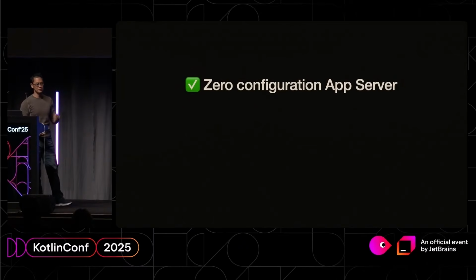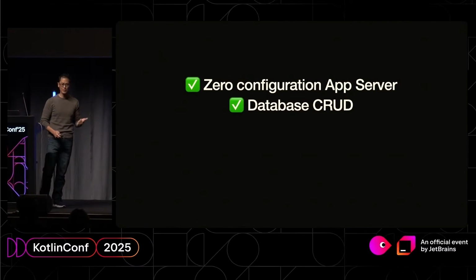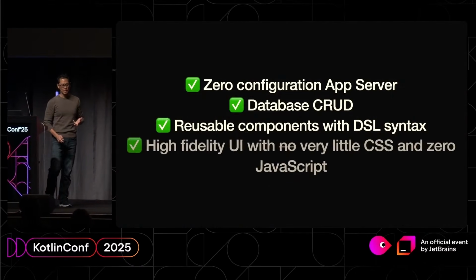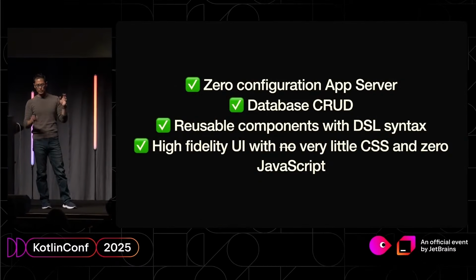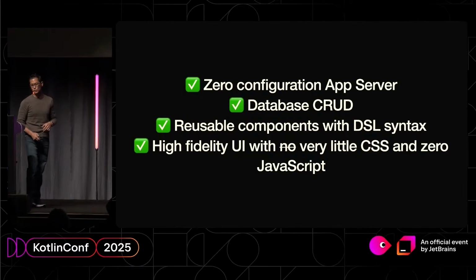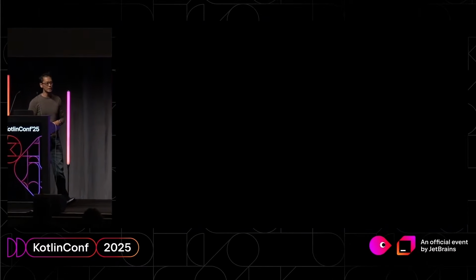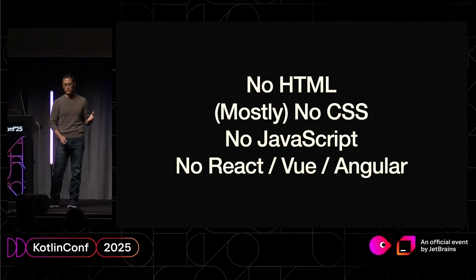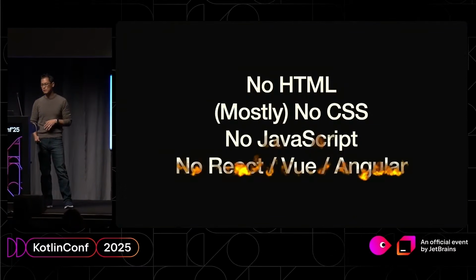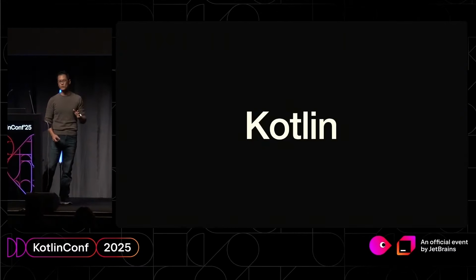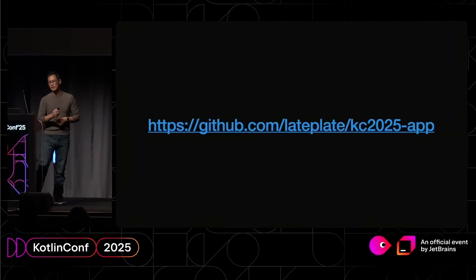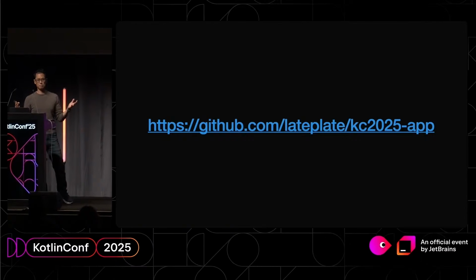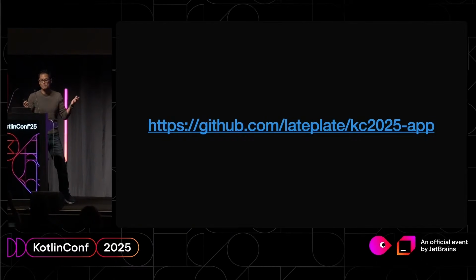So what did we accomplish? Zero configuration app server, all the database CRUD operations, reusable components with DSL syntax, high-fidelity UI with very little CSS, and zero JavaScript, right? And all the things we didn't do: no HTML, mostly no CSS, no JavaScript, no React, no Angular, none of that stuff. All we had to do was just write it in Kotlin. That's it. This is where the repo is. If you want to use it, you can download it, run it off of that main method, and it'll run. That's it.